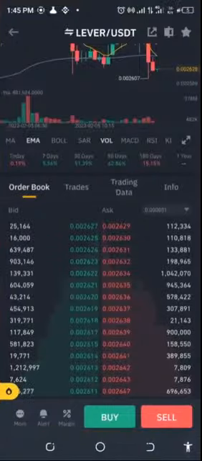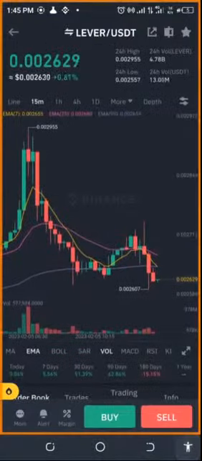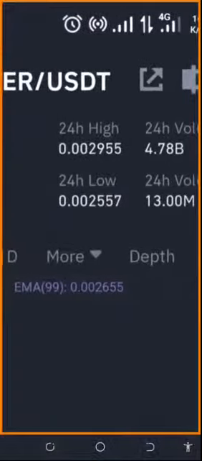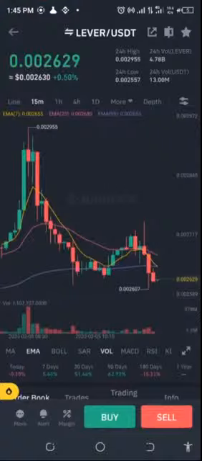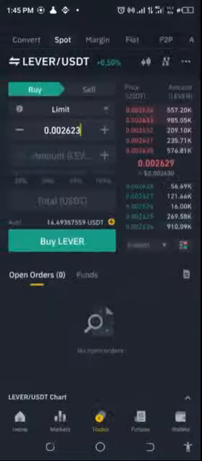And as you can see, if you check the 24-hour high and low, the high is 0.002955, while the low is 0.002557. So we're going to choose something in between. We're going to buy this coin by limit, but we're going to put our own price, slightly lower than what we have here. Currently this is the market price, but we're going to buy by limit.